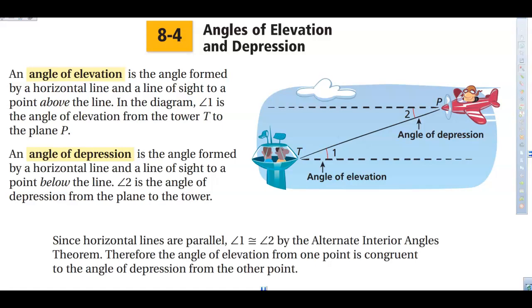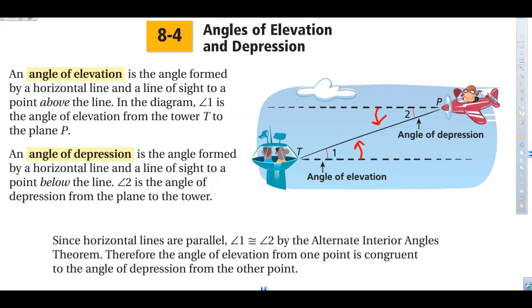All right, everybody. Today we are looking at section 8.4, which is angles of elevation and depression. What you need to know about angles of elevation and depression is that they originate from a horizontal line. So every time we're looking at an angle of elevation or an angle of depression, we want to find that horizontal line. An angle of depression is going to go from the horizontal line and open downwards. All right, an angle of elevation is going to go from the horizontal line and open upwards.